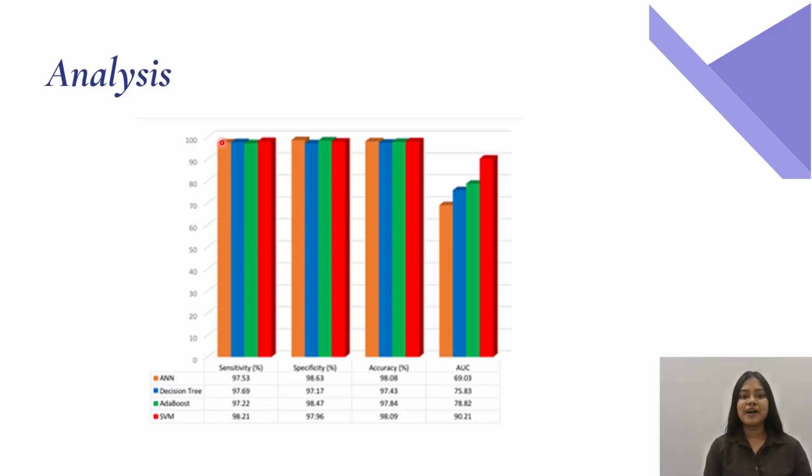And here we have the bar graph analysis of those models. The orange color is for ANN, the blue bar is for decision tree, the green bar is for AdaBoost, and red stands for the SVM, showing the sensitivity, specificity, accuracy, and the AUC of all four models.